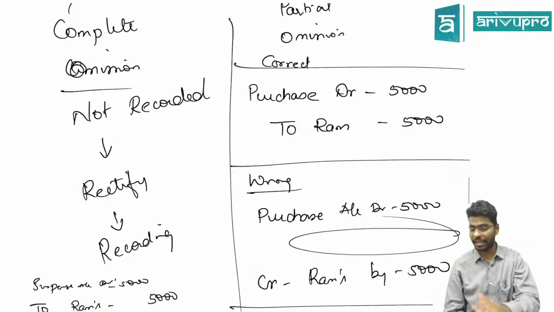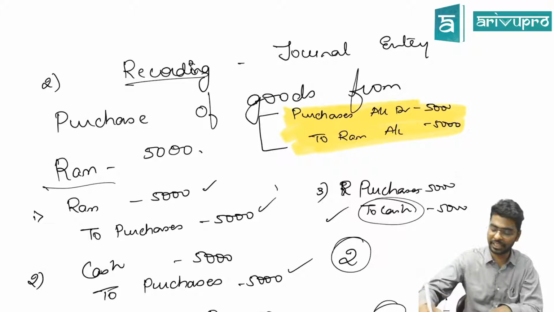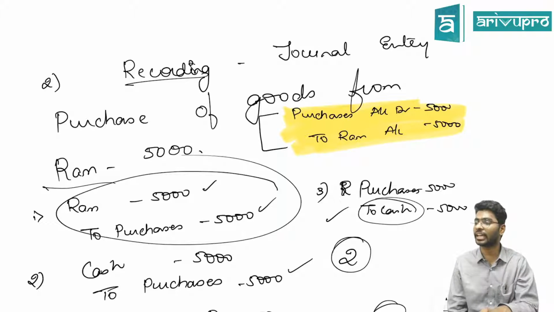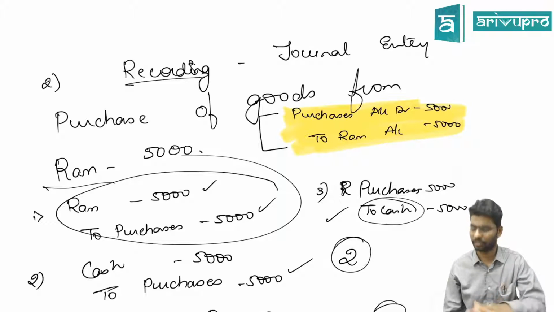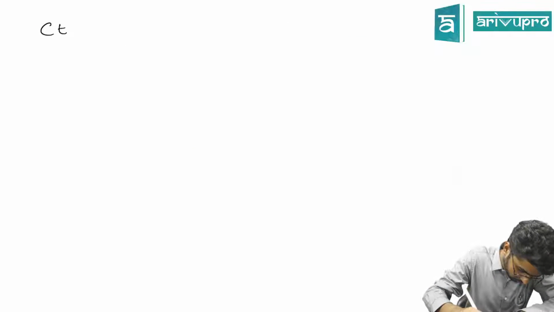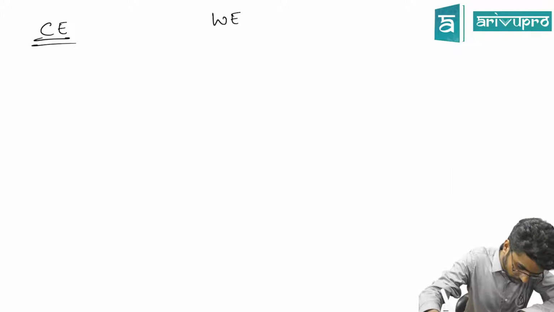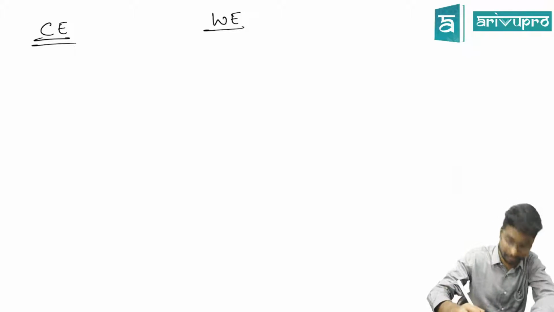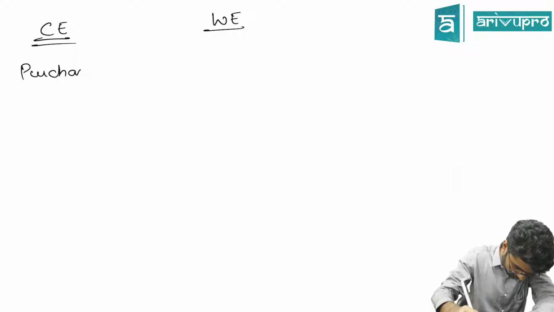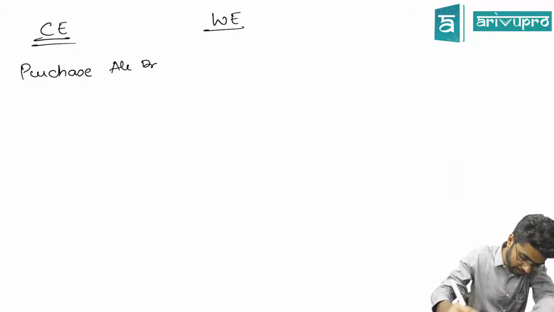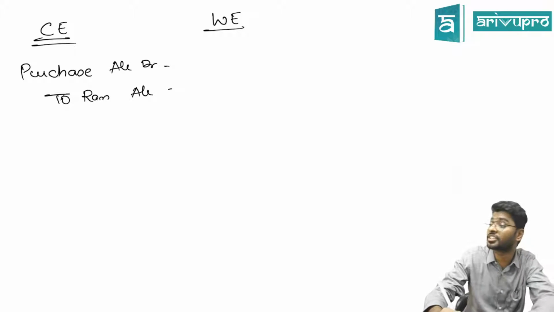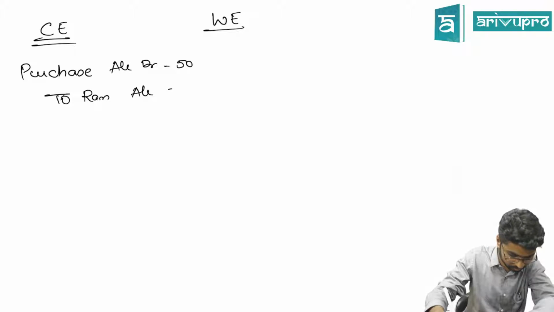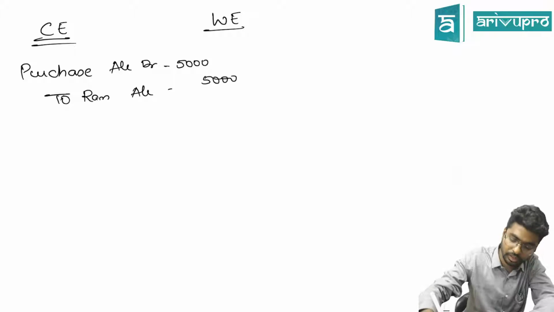Are you guys clear with it? Now, let me take one. What is the error you have done? Instead of writing purchases to Ram, you wrote it as what? What is the format I write? First one, correct entry, wrong entry. What was my correct entry? Purchase account debited to Ram account. How much? What was the wrong entry?